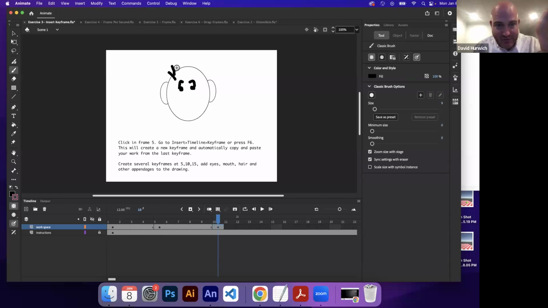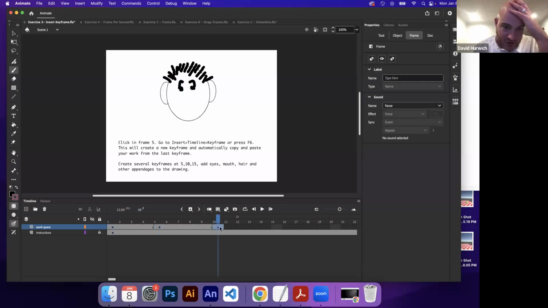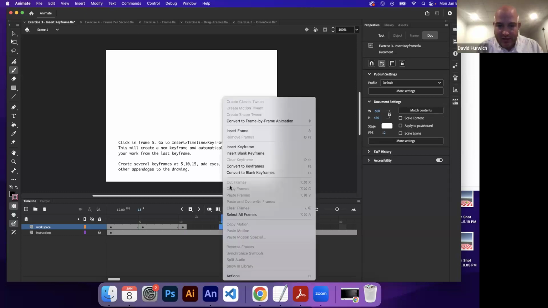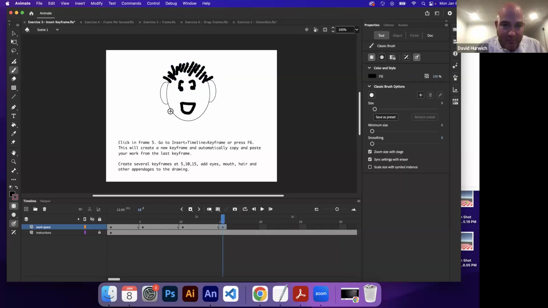Now I can change that. I'm just going to draw some hair on it. All right. So keyframe 1, keyframe 2, keyframe 3. You can see that as each one goes on, it keeps whatever was in the last one. Let's go to frame 15. I'm just going to right click, insert keyframe. That copies that in. Now I'm going to add a mouth.